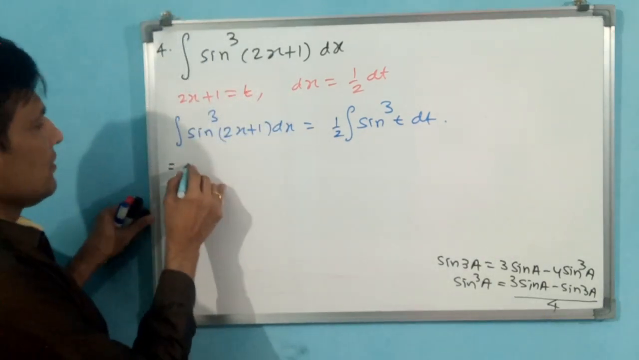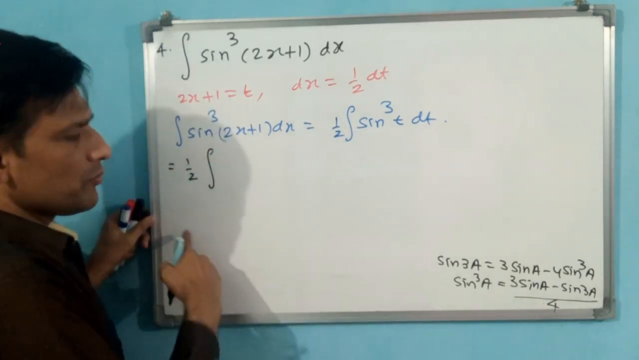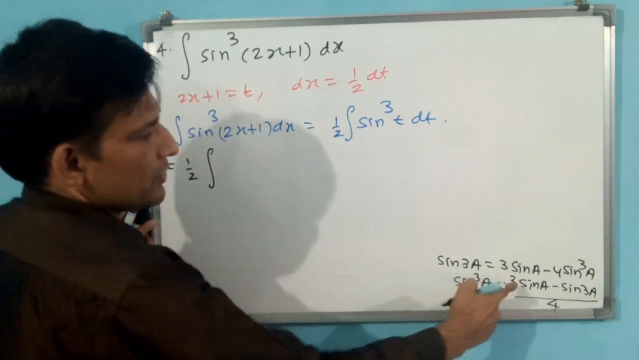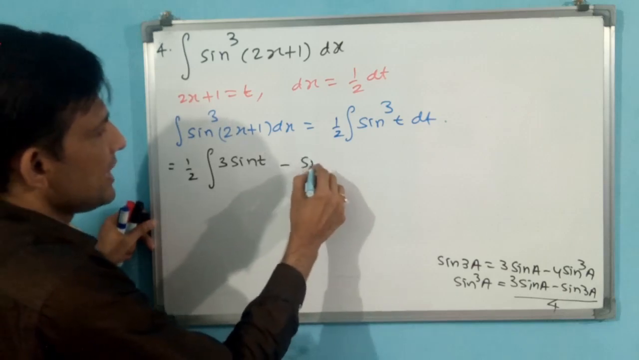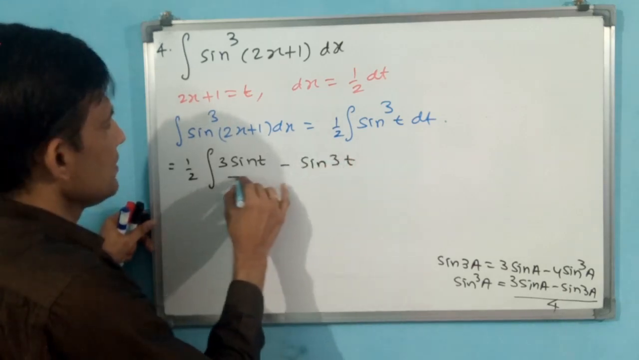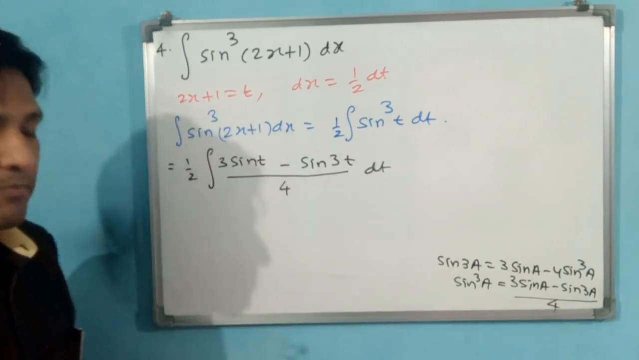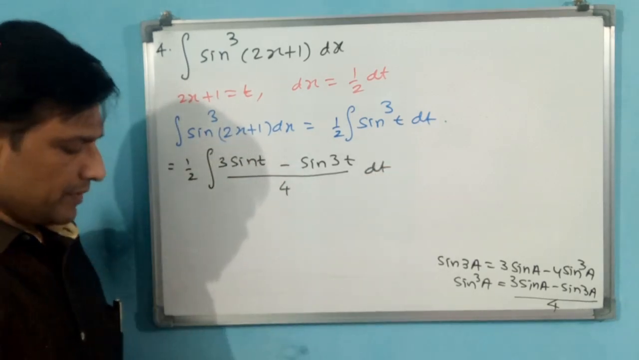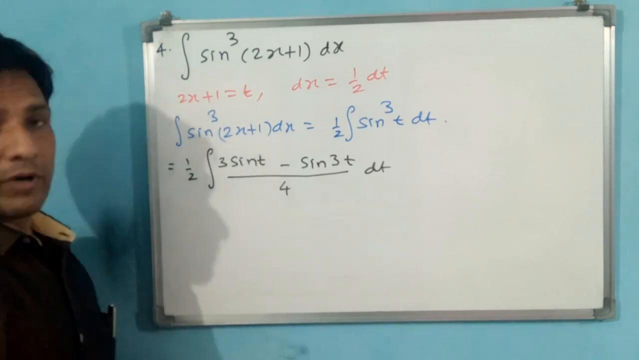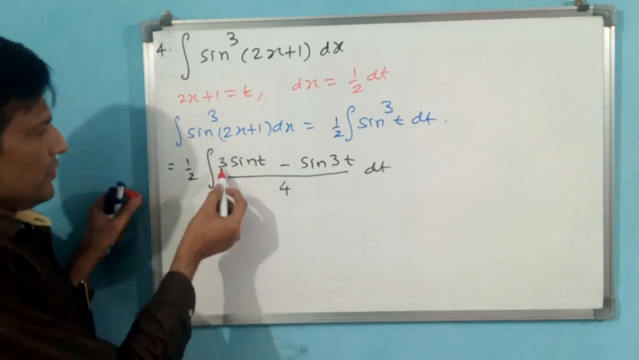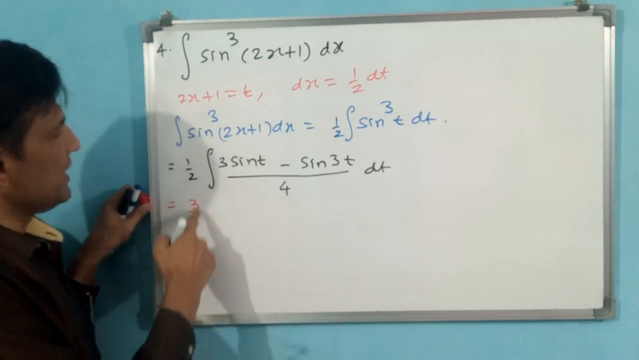Right now, 1 by 2 integral. See, 4 is there. That 4 we will take afterwards, no problem. 3 sin a, that means 3 sin t minus sin 3t, divided by 4, dt. Is it okay? First you see. Okay, now 3 by 8 I have taken. 2 into 4 is 8.